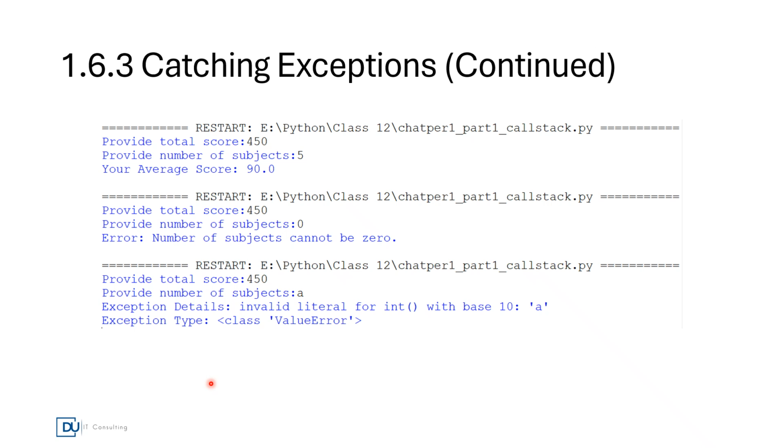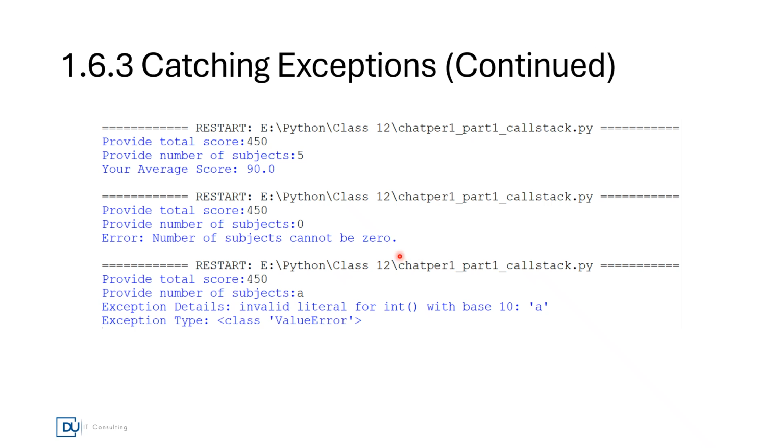Now let's look at some sample execution of the program from an end user perspective. The first time we run the program, we provide total score as 450, number of subjects as 5. It calculates the average score as 90.0. In the second run, we send 450 as the total score, but the number of subjects is 0 this time. So now, as you can see, a ZeroDivisionError happens, and we get the message on the output. So this is being handled by one of the except blocks.